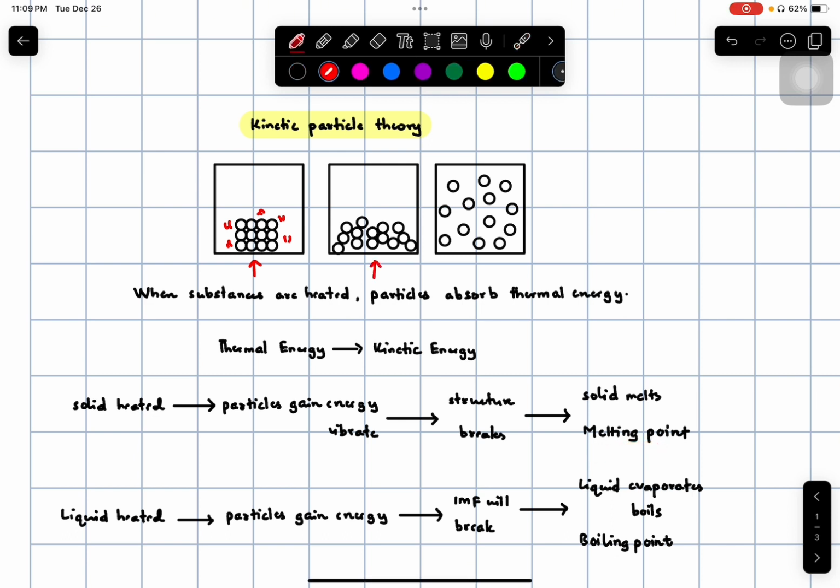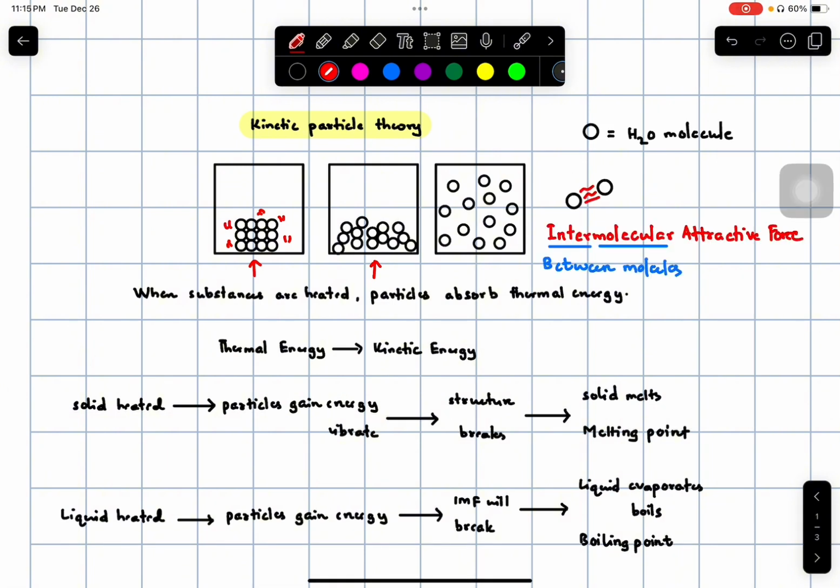Upon further heating, the liquid particles gain energy. When liquids are heated, the liquid particles will gain energy and they will start to move around. And when the liquid particles have gained enough energy, the intermolecular forces will break. And that is when the liquids will evaporate or boil. You heard a terminology that you're not familiar with, which is called the intermolecular force. What does it actually mean?